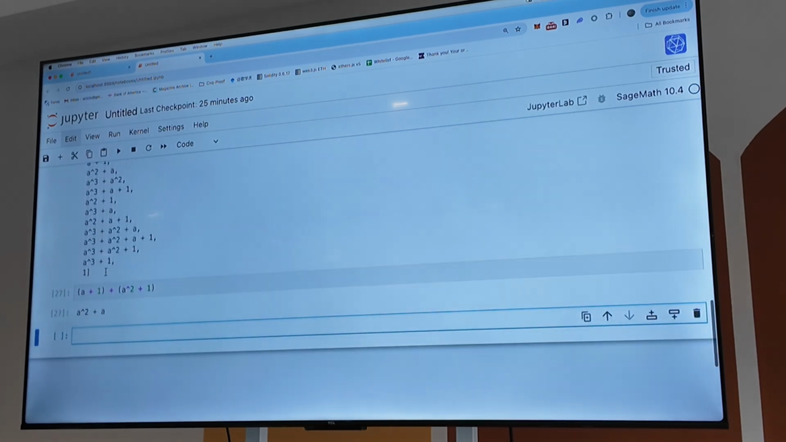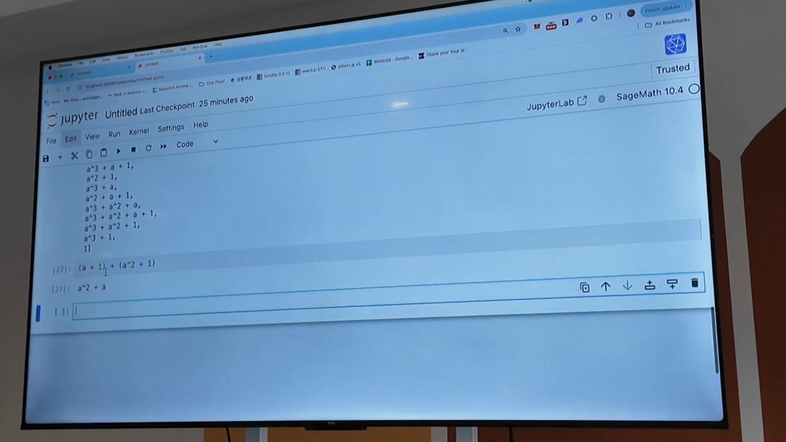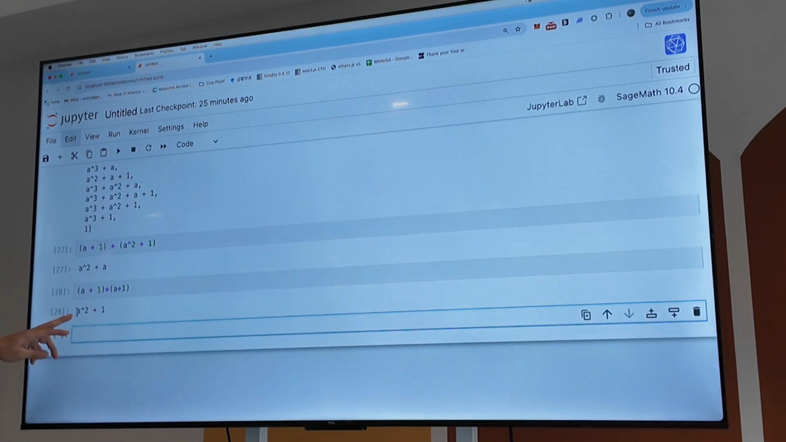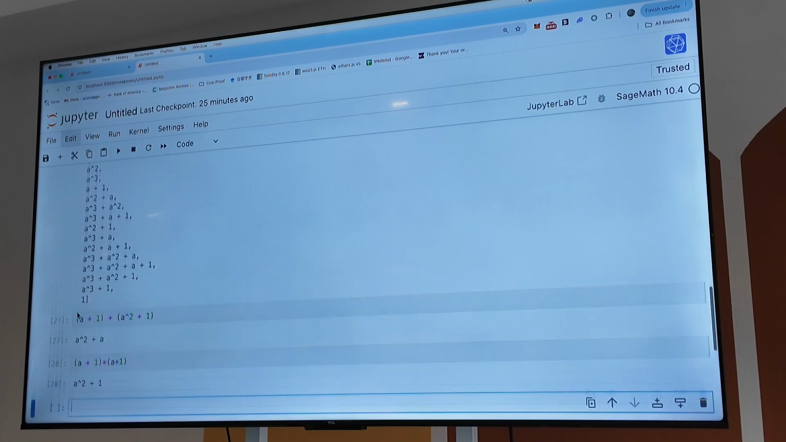We can easily see this. For example, let's do a simple multiplication: a plus 1 times a plus 1. It's equal to a squared plus 1, exactly the result from the polynomial multiplication we did before, right?